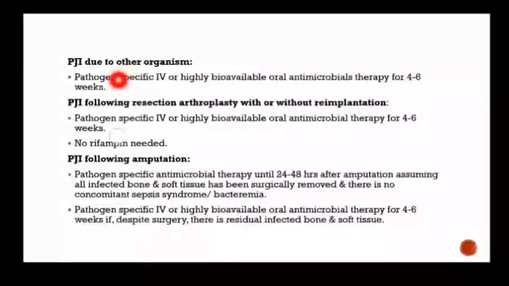If the prosthetic joint infection is caused by other organisms, we should use the pathogen specific antimicrobial therapy in IV form for 4 to 6 weeks. The pathogen specific antimicrobials were already seen in the previous slides. If the prosthetic joint infection follows resection arthroplasty with or without reimplantation, for this we use pathogen specific antimicrobial therapy for 4 to 6 weeks. Here no rifampicin is used. Rifampicin not needed here.